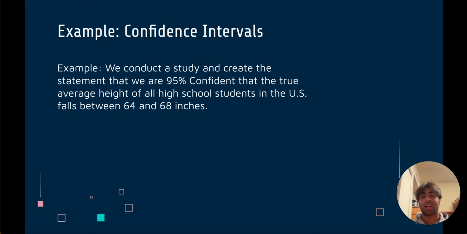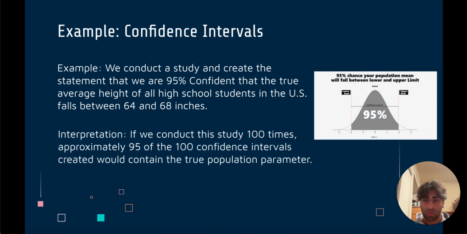Say we conducted a study and created the statement that we are 95% confident that the true average height of all the high schoolers in the United States falls between 64 and 68 inches. The interpretation of this would be if we conducted the study 100 times, approximately 95 of the 100 confidence intervals created would contain the true population parameter.